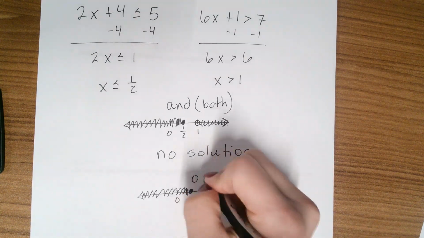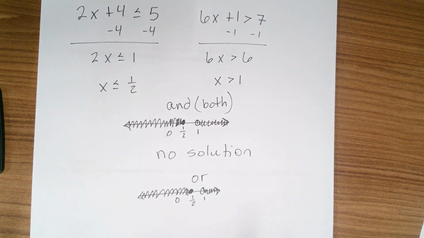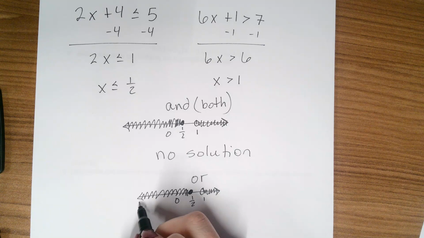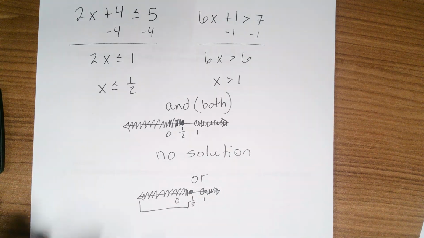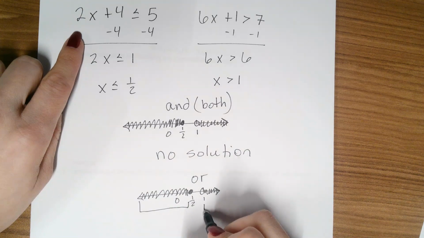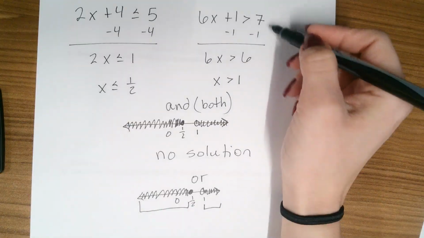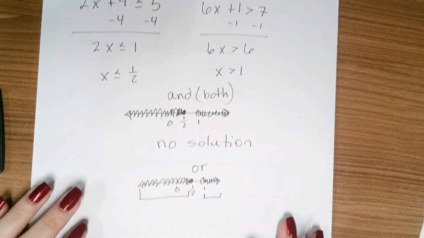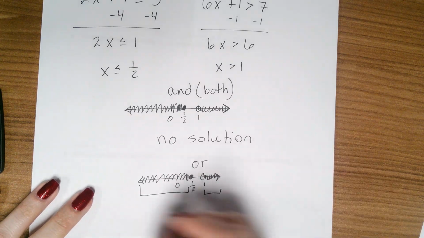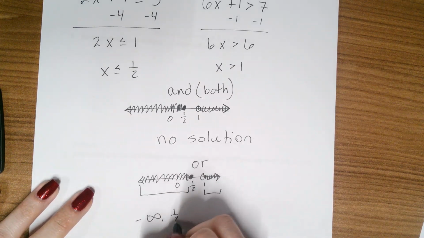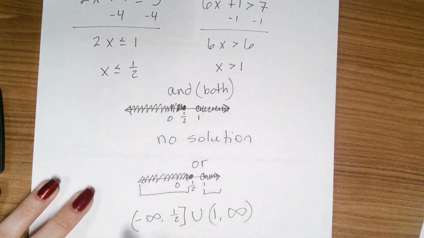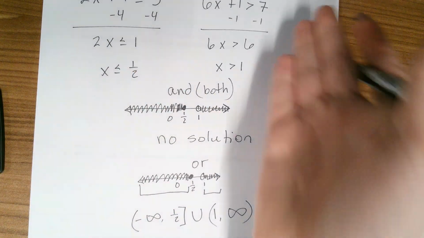So if this were an or situation, an or statement is looking for what are the solutions that would either satisfy the left inequality or the right inequality. Well, we know that all of these answers will satisfy the first inequality, and all of these answers or solutions will satisfy the second inequality. So all of the values that would satisfy either one ends up being all of the values. So if it were an or situation, we would have -infinity to 1/2 union 1 to infinity, because all of these values will satisfy either that inequality or that inequality.